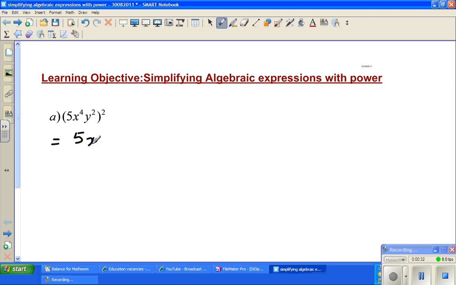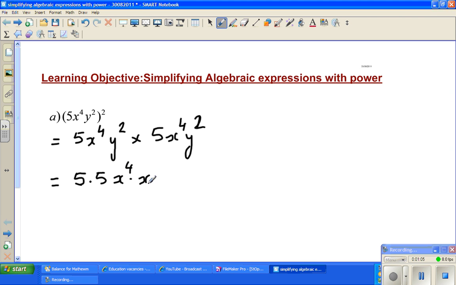This means 5x to the power 4 y squared times 5x to the power 4 y squared, just like that. Okay, now we'll write the numbers together, the x's together and the y's together. So we'll write the next step like this. This is 5 times 5. Now this dot means times. Then you've got x to the power 4 dot x to the power 4 dot, all these dots mean times, y squared times y squared, just like that.